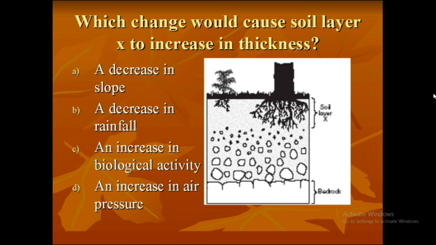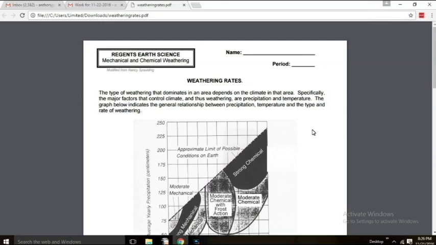Which change would cause soil layer X to increase in thickness? So there's soil layer X, it's got the roots inside of it. What would make it get thicker? In this case, it would probably be things like leaves falling down on it, rotting, and increasing it. In that case, it would be biological activity.